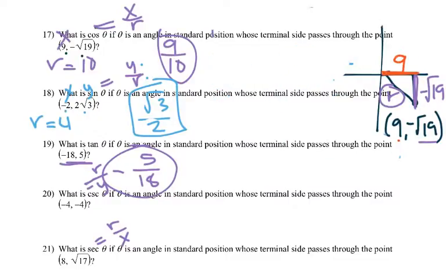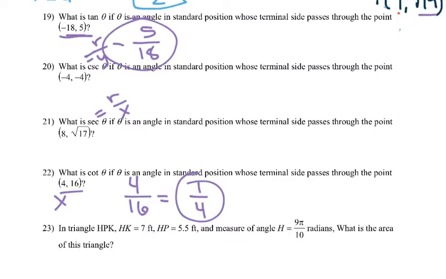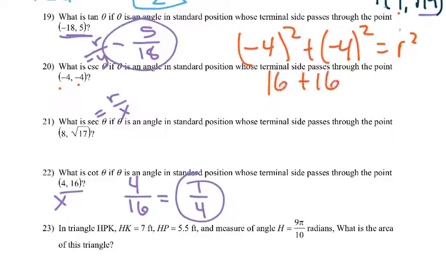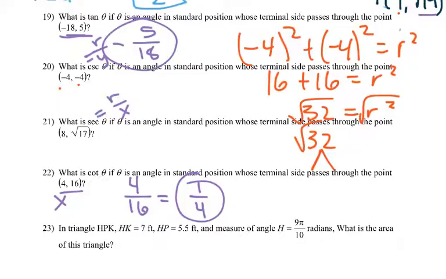Alright, now we already did tangent. Cosecant is r over y, because it's the opposite of sine. So, we've got -4 and -4. So I'd go -4 squared plus -4 squared equals r squared. So 16 plus 16, which would give me 32. Take the square root. Square root of 32 is a decimal. Normally they don't want us to do the decimal, so I'd have to simplify. That's like 2 times 16. Square root of 16 is 4, so I'd end up with 4 square roots of 2 equals r.